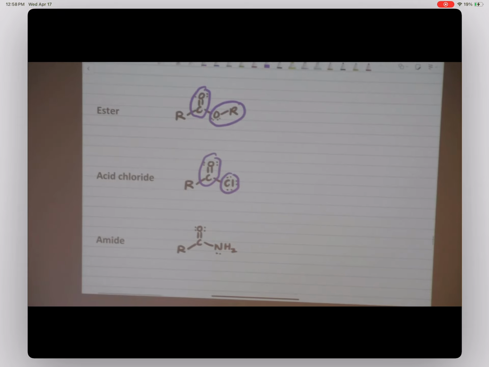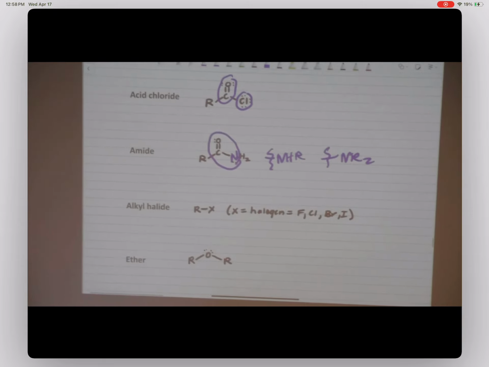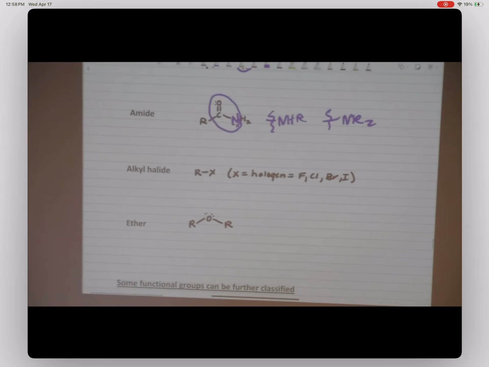And then a carbonyl bonded to a nitrogen. And that nitrogen could be with two hydrogens, or it could be a hydrogen and a carbon group, or it could be two carbon groups. Any of that would amount to an amide. So the important part of the amide is the carbonyl and the nitrogen. Alkyl halide is a carbon group attached to a halogen. It could be fluorine, chlorine, bromine, iodine. And then finally, an ether is when you have an oxygen bonded to two carbon-containing groups.